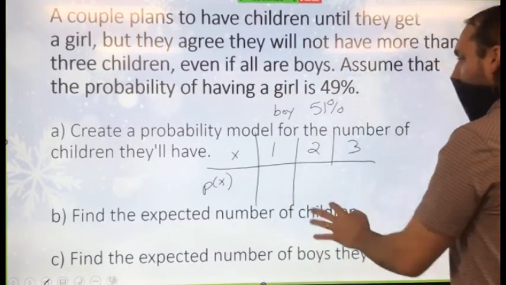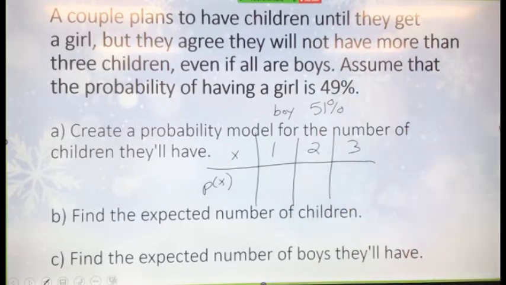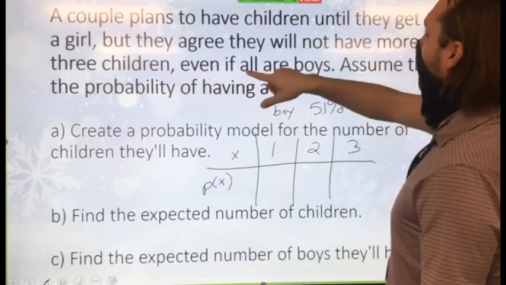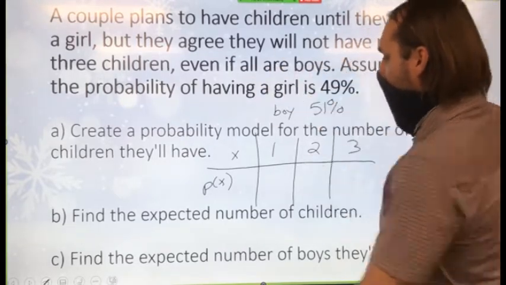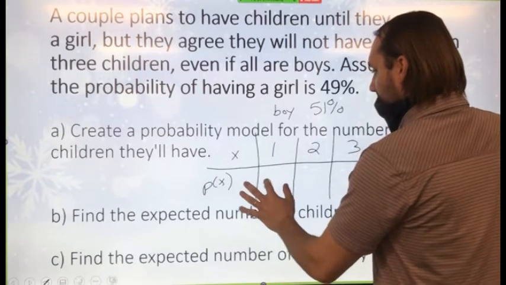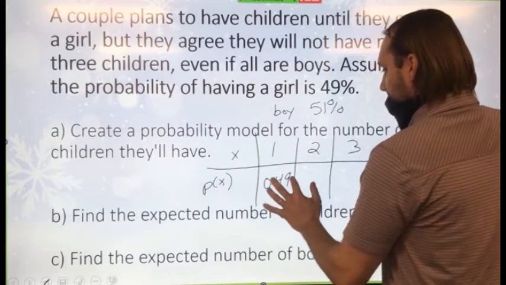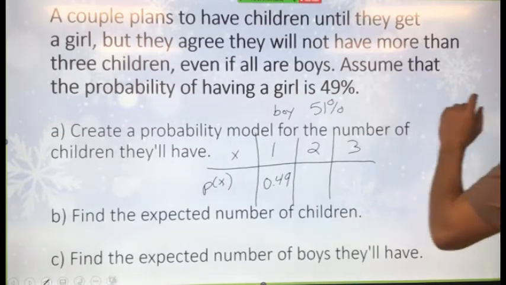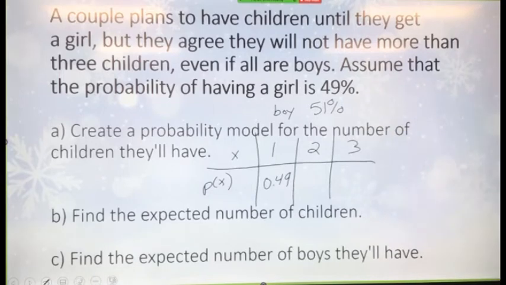If I stop at 1, what does that mean? If I just stopped at one child, what happened? You had a girl. They agree to have children until they have a girl. So that is going to be 0.49. I stopped at 1 because it was a girl, and I had a 49% chance of it being a girl. If I stopped at 2, what happened? You had a boy then a girl. Very good. I had a boy and then a girl.